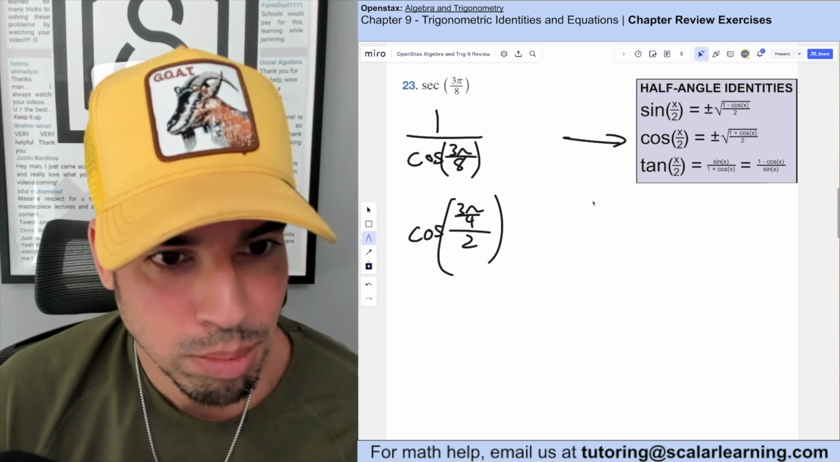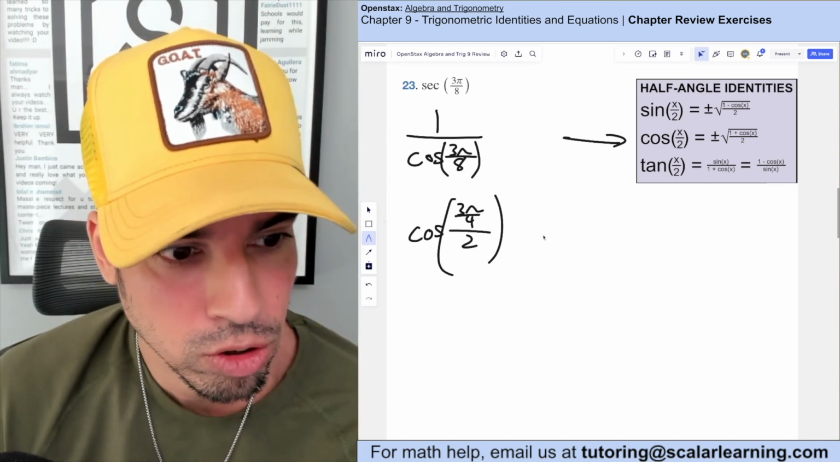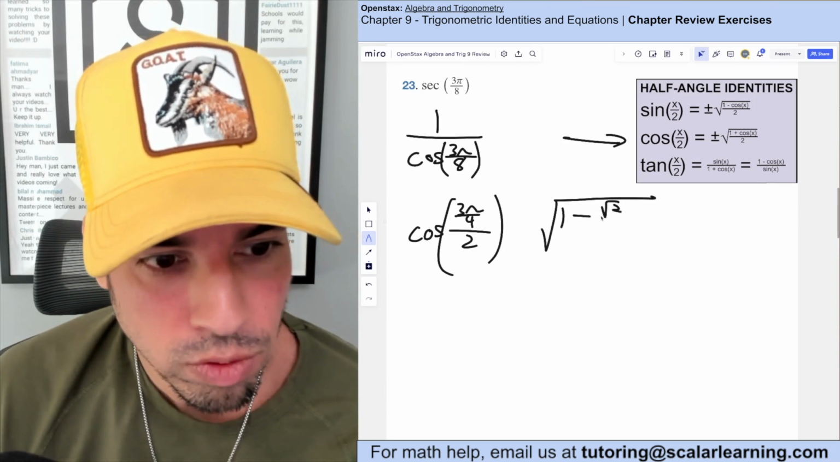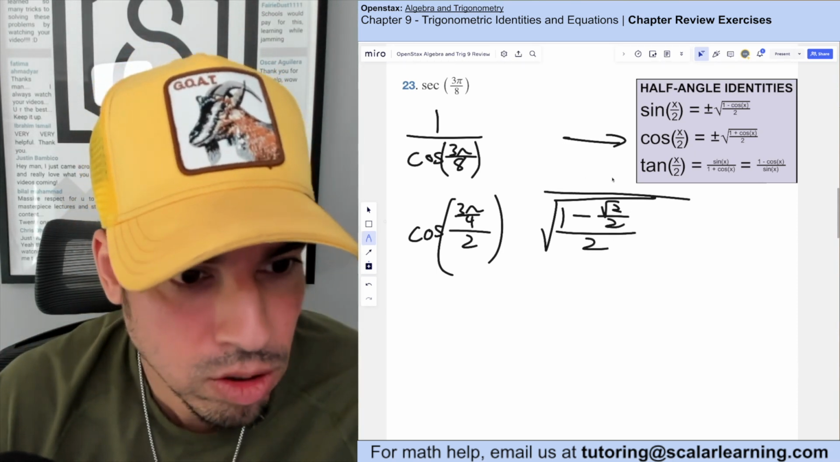And this is nice because we know what cosine of 3 pi fourths is. It's on the unit circle. It's negative rad 2 over 2. So then this becomes the square root of 1 minus rad 2 over 2, because it's negative, right? Over 2. And again, this is on the denominator of 1.